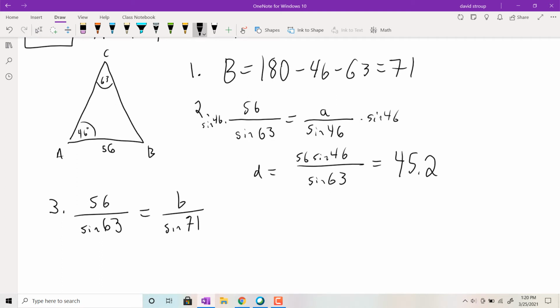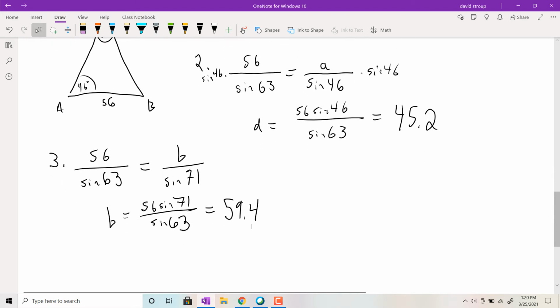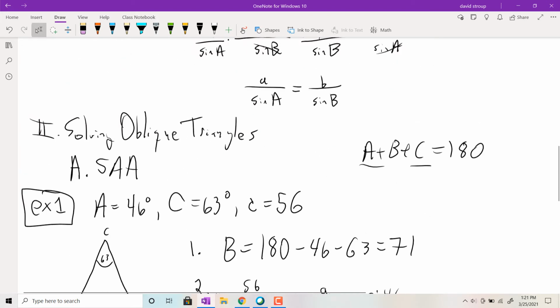Okay, so again, you just multiply both sides by sine 71. So b will be 56 sine of 71 all over sine of 63. And if you put that in your calculator, you're going to get 59.4. Okay. And that officially concludes the problem. You've solved your first oblique triangle. Okay, so that's the first variation.